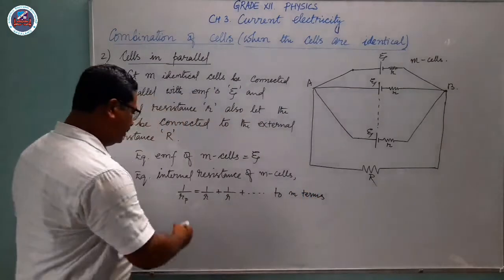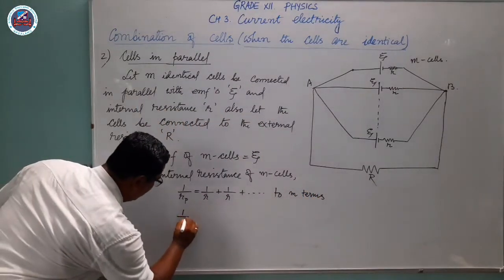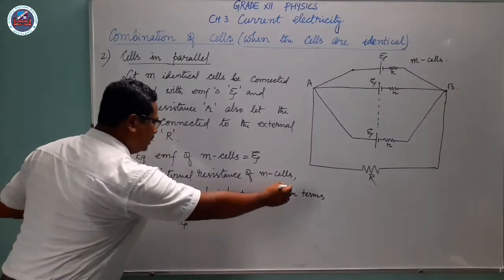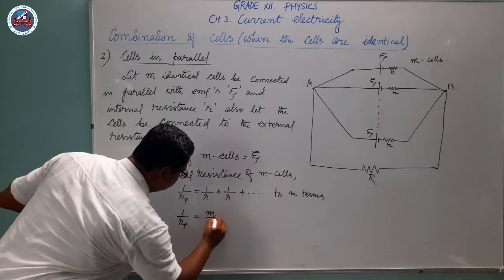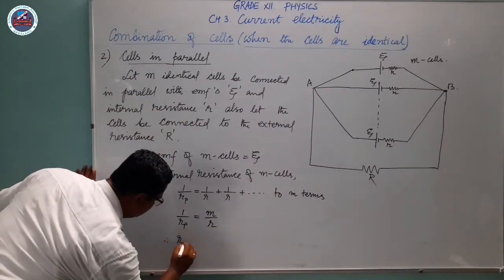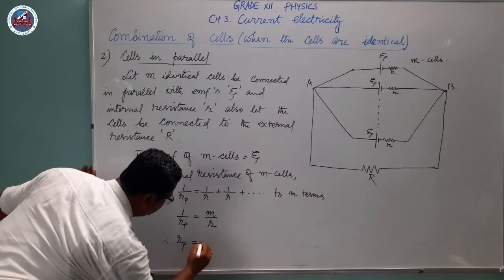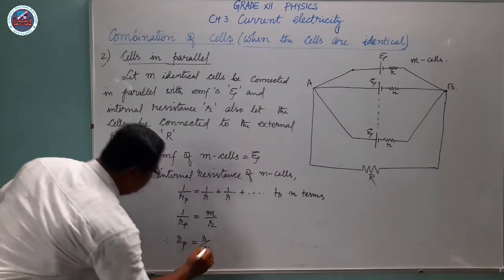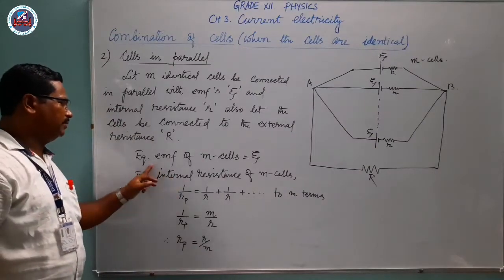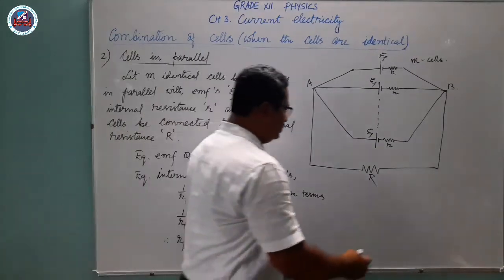So ultimately what we get here is 1 by Rp is equal to 1 by R plus 1 by R plus 1 by R up to m times, which will be m by R. So your equivalent internal resistance will be R by m. After you find out the equivalent internal resistance and the equivalent EMF, your circuit will look somewhat like this.